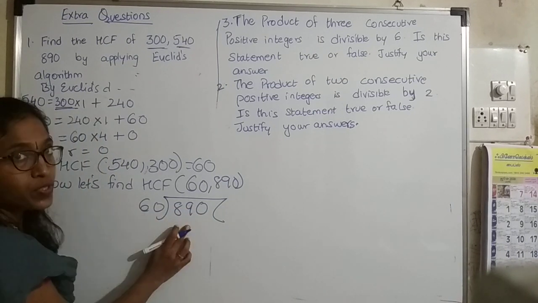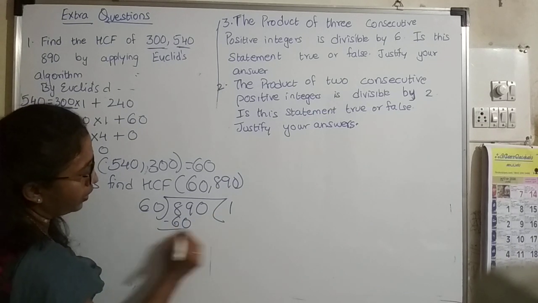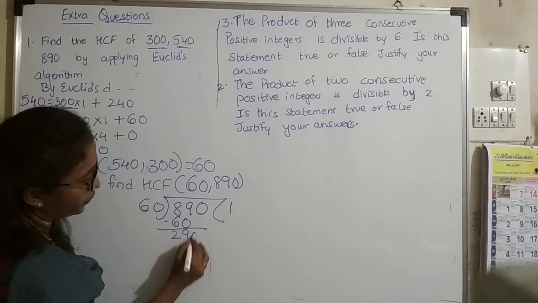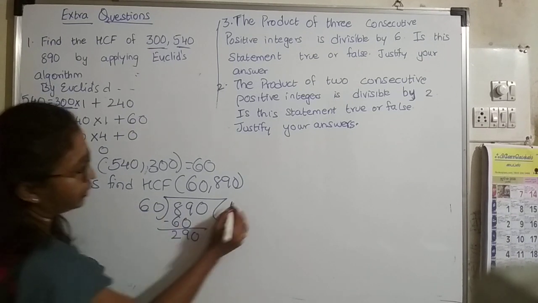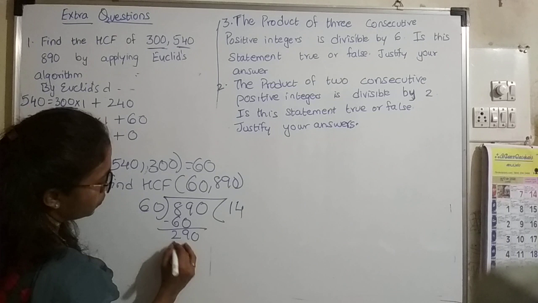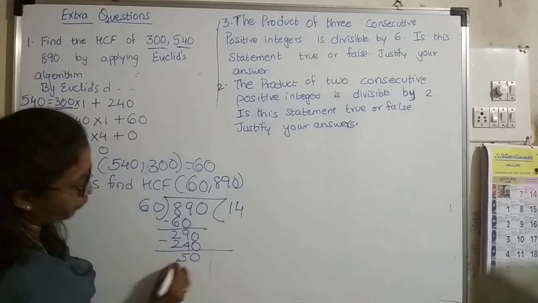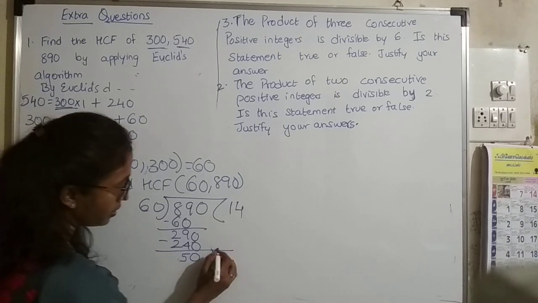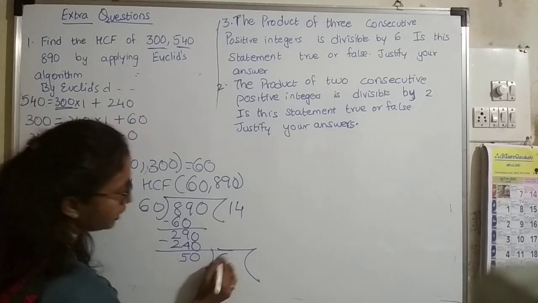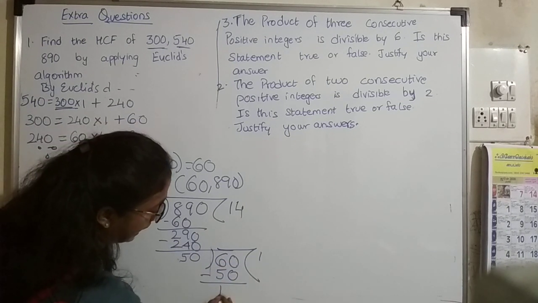Let's divide. 60 ones are 60. Subtracting, we get 290. 60 4s are 240, 5s are 300. So 4s, we got 240. Here we subtract, so 50. So 50 is your remainder, which becomes a divisor, and the divisor becomes a dividend. So 50 ones are 50, and here we get 10.